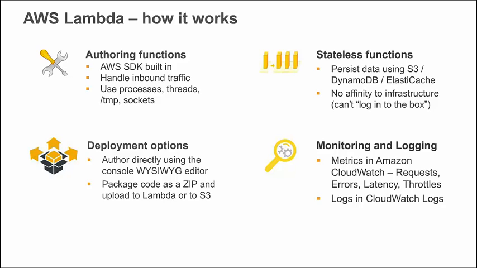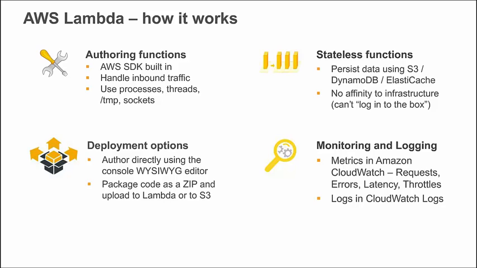When authoring functions, you have the AWS SDK built in when you are building applications in Node or in Python. With Java, you can always package in the SDK as a dependency package. When you're building the functions, the system will handle inbound traffic, but outbound connections to an outside port is limited. However, you can use things like processes, threads, /tmp files, sockets, etc. in the same way in which you are used to building code on any other box.